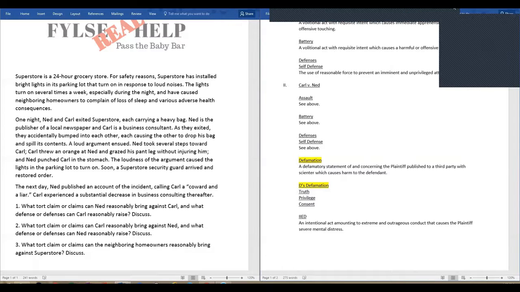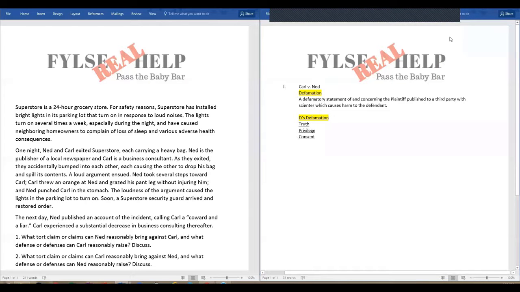I am going to take the defamation section and put it on its own page, and we're going to start putting it together on the outline on its own. So as you can see, I basically started a new page on the right-hand side. So let's go ahead and start with defamation.